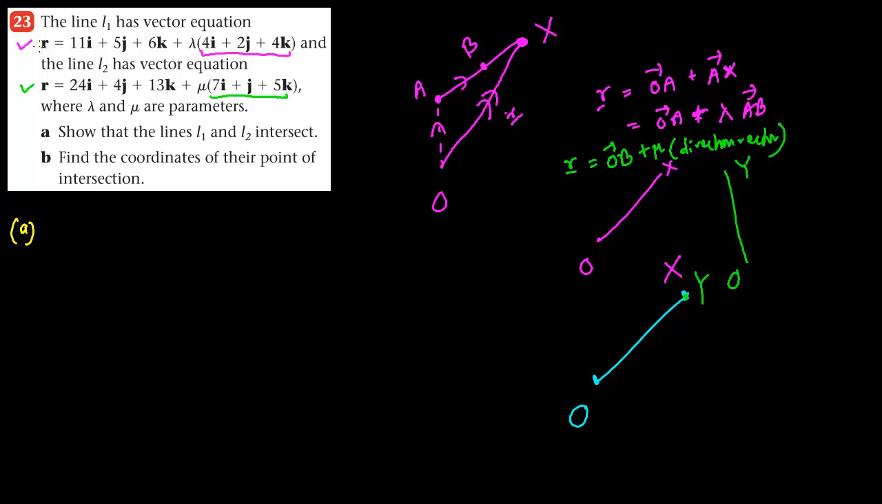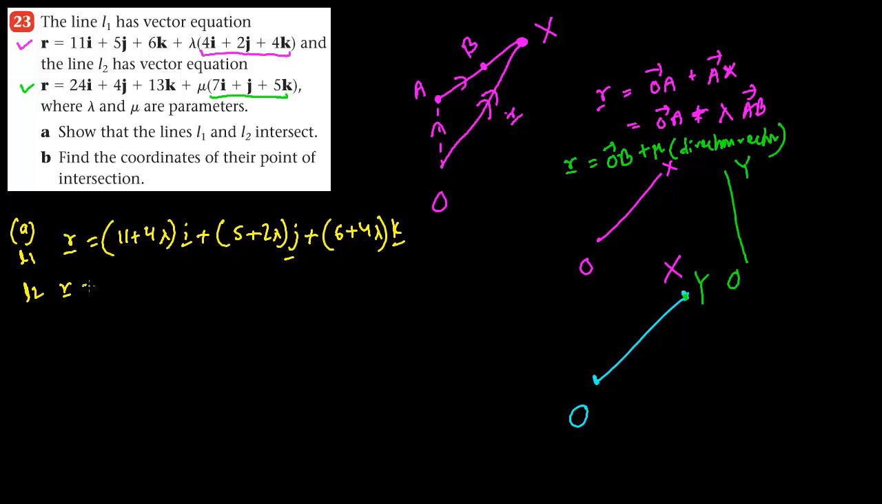So first of all, let's write this L1 in the position vector format, meaning in the IJK vector format. It is currently in the point and direction vector format, because we have a point and we have lambda times a direction vector. So the IJK format would be 11i plus 4 lambda i. It's going to be (11 plus 4 lambda) i plus (5 plus 2 lambda) j, taking the j common, plus (6 plus 4 lambda) k. This is L1.